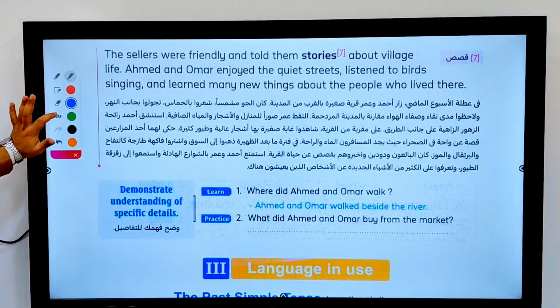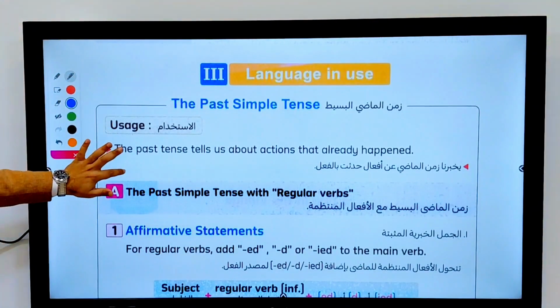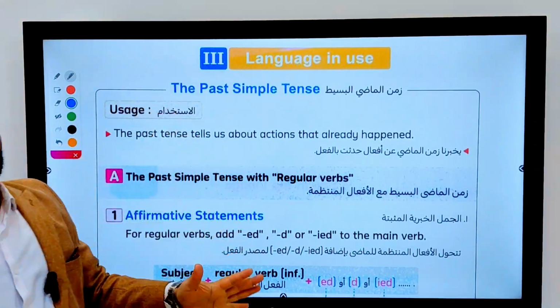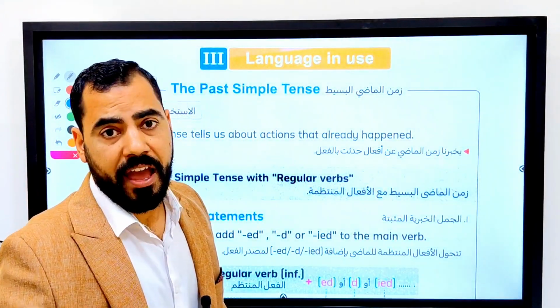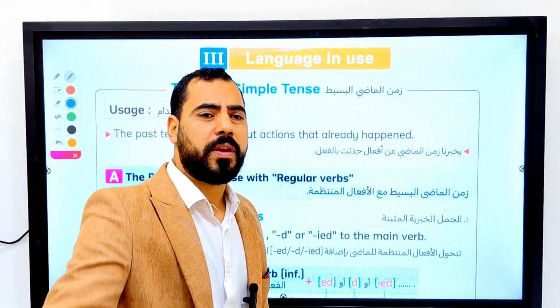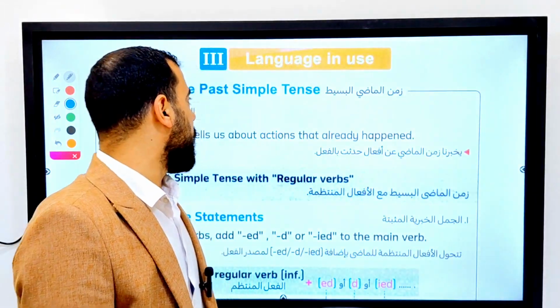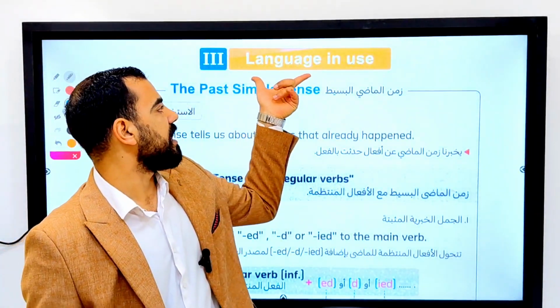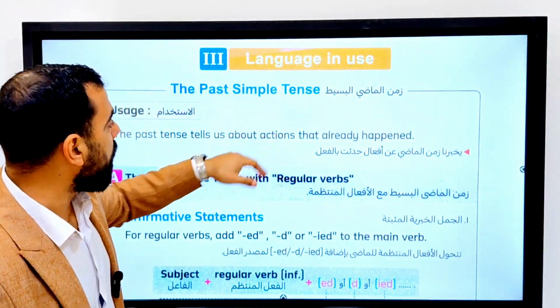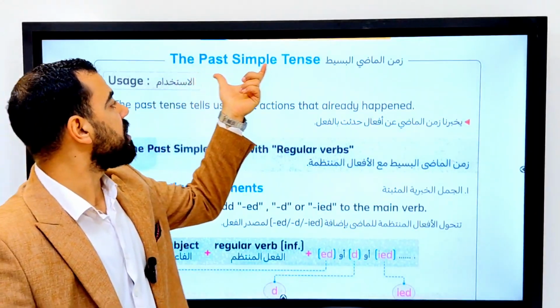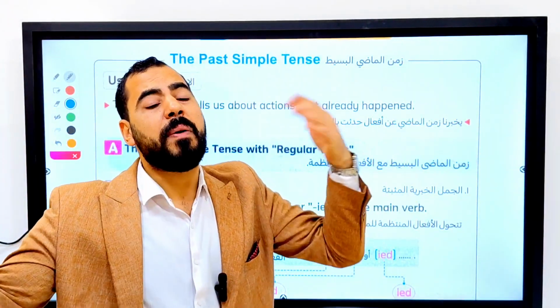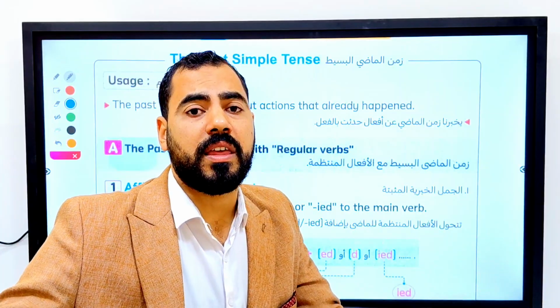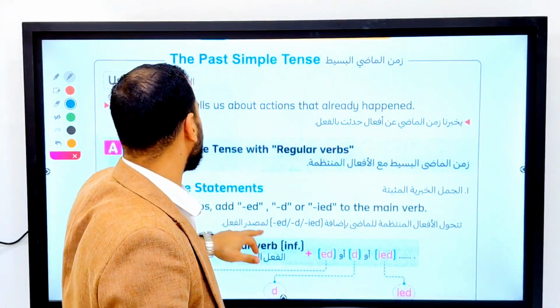Let's move to the third part of our lesson, which is so important, and we have studied it before in Junior 3 and in Junior 2 as well. This is the language in use, the grammar part, the past simple tense. Let's talk about things that happened in the past.